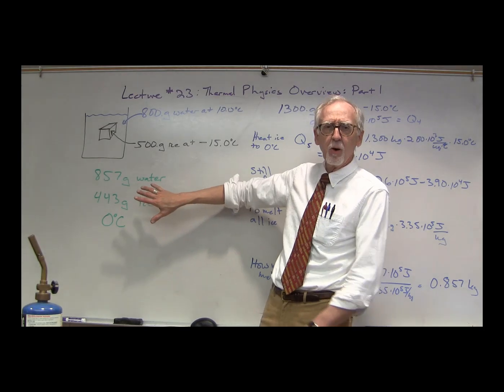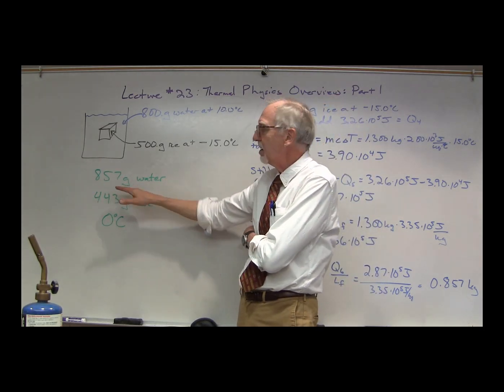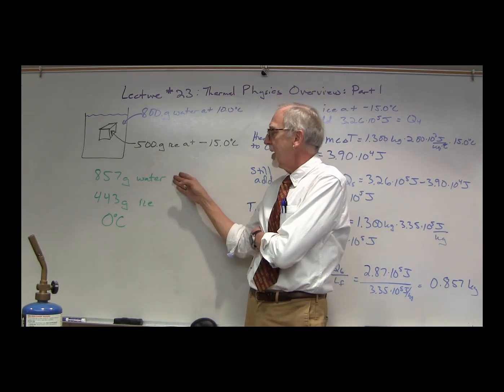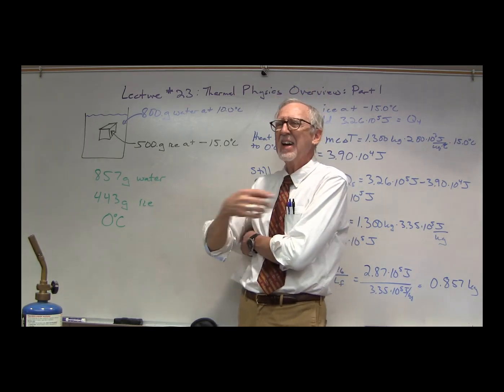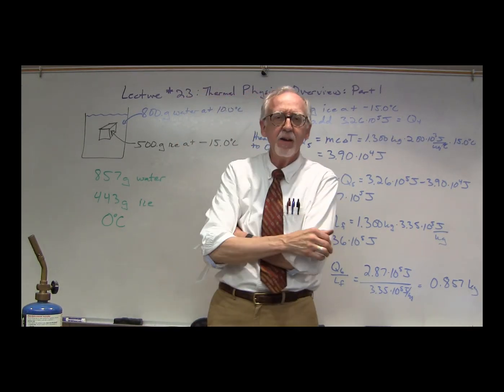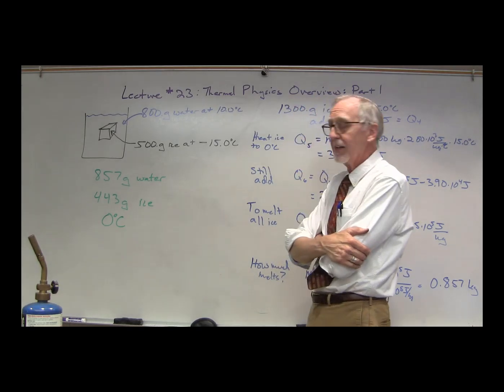Well, what did we have before? Using the other method, we had 855 and 445. It's very, very close. It's basically the same result except for rounding errors. As we put the numbers in, we rounded the numbers and we ended up with a slightly different result.